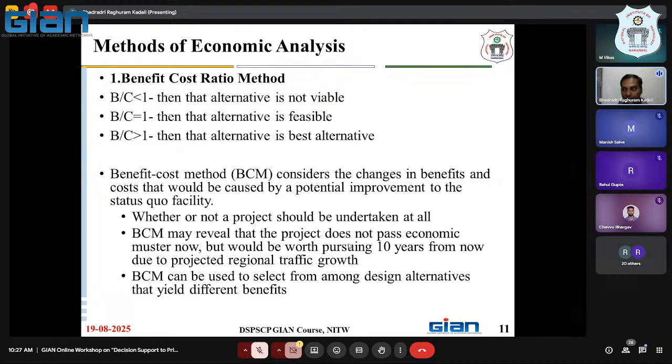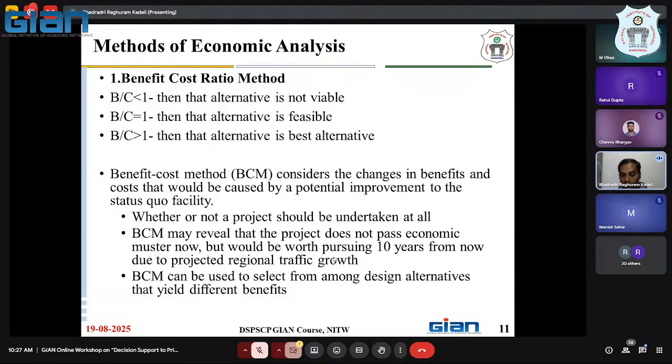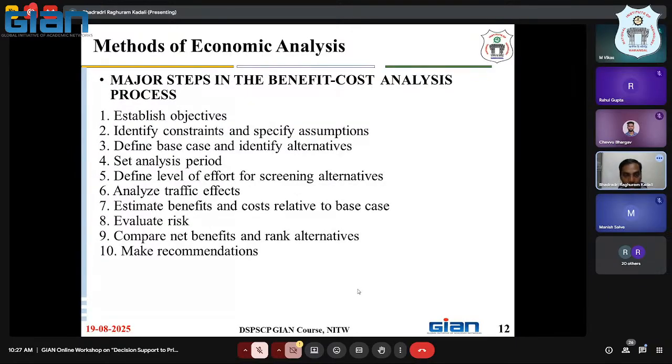But if you have similar categories of projects, similar conditions and similar costs, that is the best case to take up this method. That means you have a very similar project and a very similar cost, where the numerator and denominator are very close to equal. In such cases, this B/C method is the best choice compared to any other method. So this is the general process for the B/C ratio method.